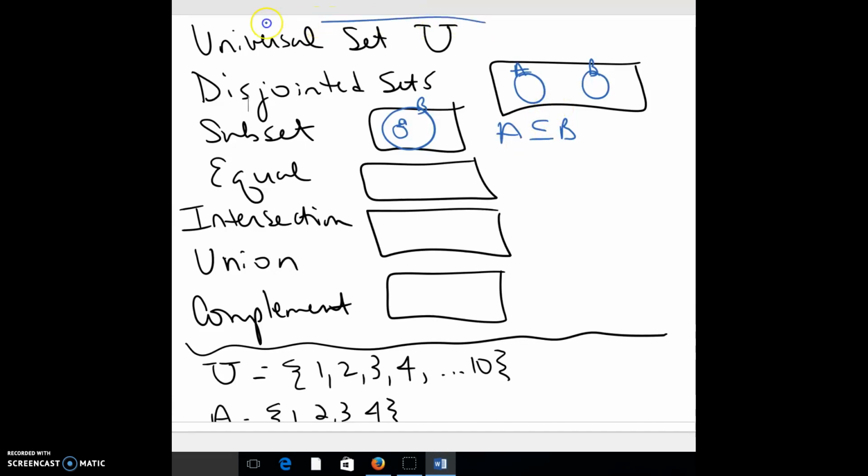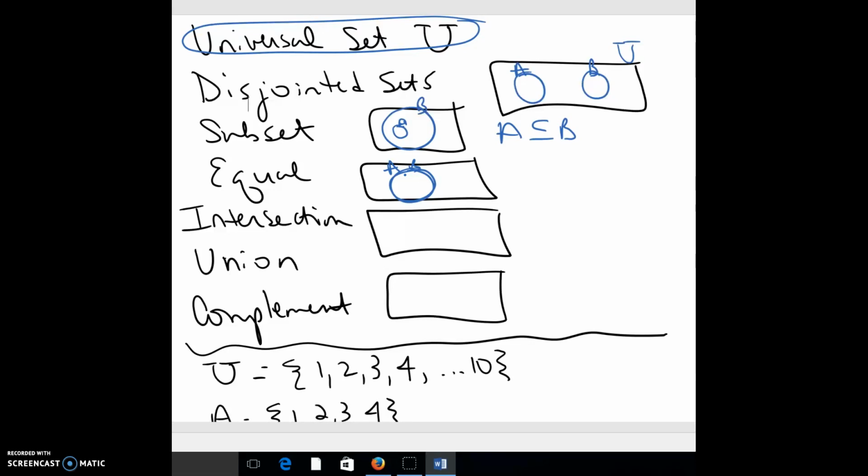Now, the universal set is usually some big set that things are part of. So in these problems, the big rectangle represents the universal set, and then A and B are part of that. The universal set might be like real numbers or something like that. All right, so if two sets are equal, if this is set A, then set B would be right there. Basically, if they're equal, they have exactly the same elements.